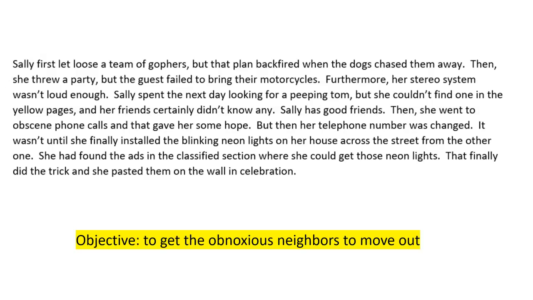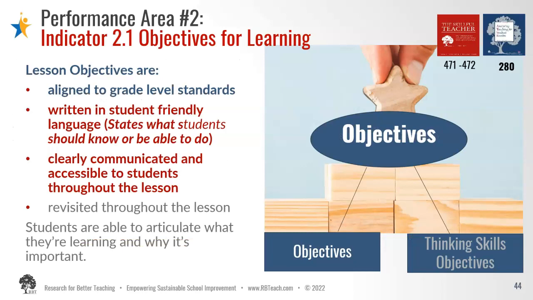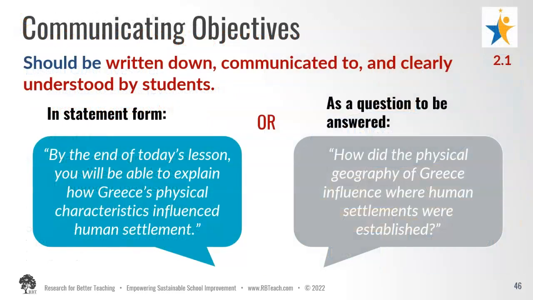So the importance of setting objectives for students and revisiting them throughout the lesson, clearly communicating them and having them accessible to students so that they are able to articulate what they're learning and why. Now, when you communicate objectives, they don't always have to be in statement form. They could also be asked as a question. In statement form, it might read, by the end of today's lesson, you will be able to explain how Greece's physical characteristics influenced human settlement.